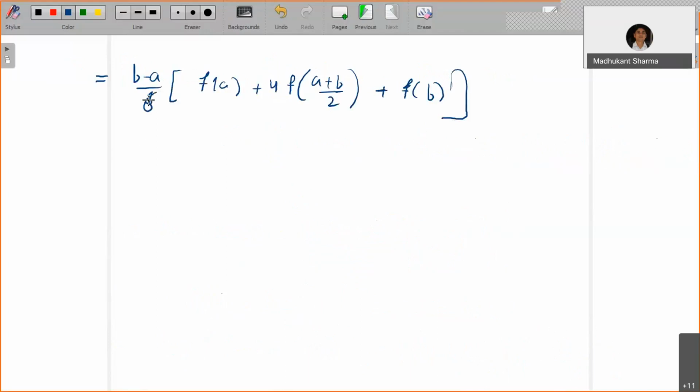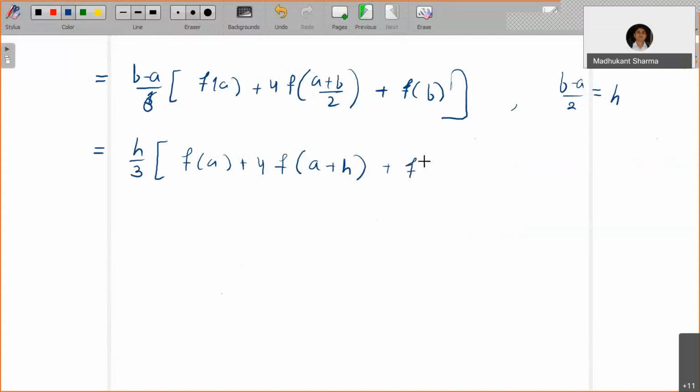Now this is going to be Simpson's rule. So (b minus a) by 2, if you are using 3 points here. Now what is (b minus a) by 2? That is going to be h, because you have divided into 2 sub-intervals, and this is going to be h by 3 times f of a plus 4 times f of (a plus h) plus f of b. f of b is f of a plus 2h, so that is a plus 2h.